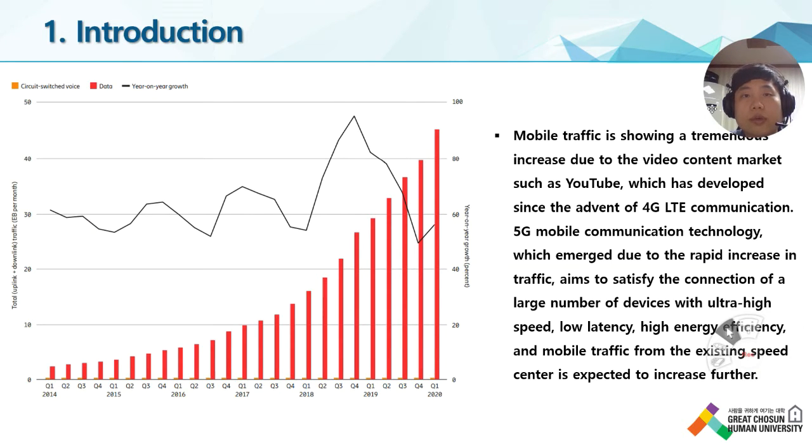Introduction. Mobile traffic is showing a huge increase due to the video content market such as YouTube, which has developed since the advent of the post-generation LTE system. Emerging due to the rapid increase in traffic, 5G mobile communication technology aims to satisfy high speed, low latency, high energy efficiency, and a large number of devices.